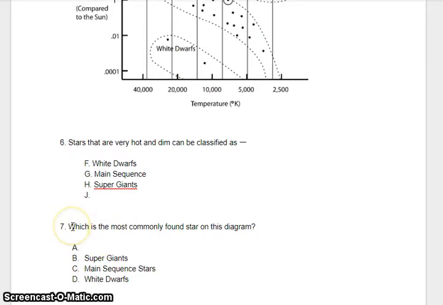Number 7. Which is the most commonly found star on this diagram? B. Supergiants, C. Main sequence stars, D. White dwarfs. Most commonly found star.